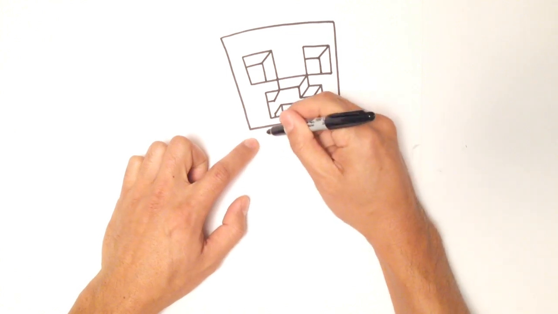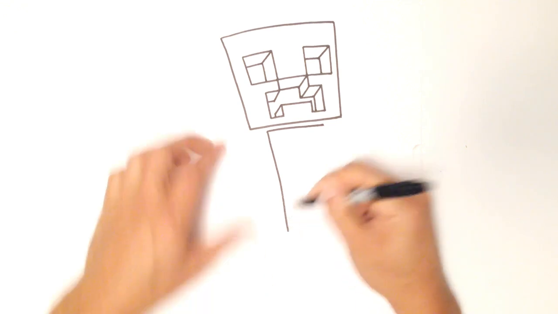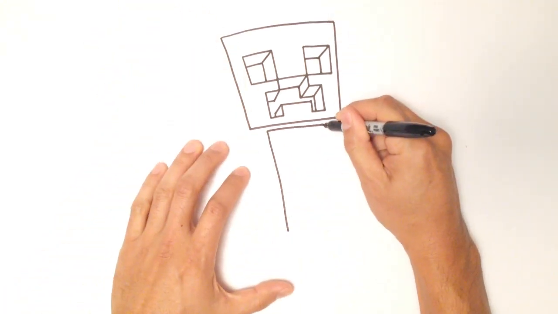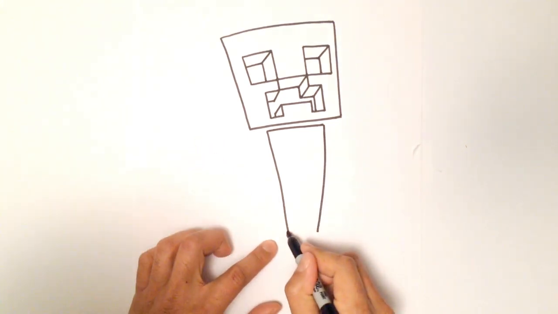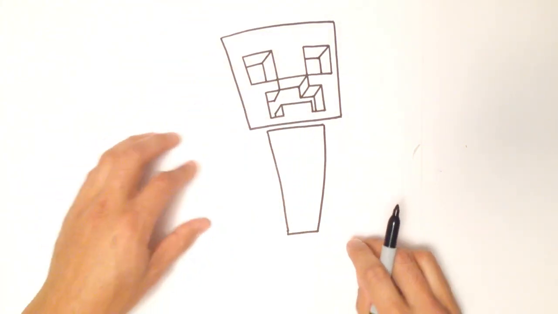Okay, and then from here, I'm going to follow this sort of imaginary line in perspective coming down. So again, it's sort of tapering down towards the middle. So here I'm going to come down just like so. And then I'll finish that off with a line at the bottom. Okay? So there's the head, body.